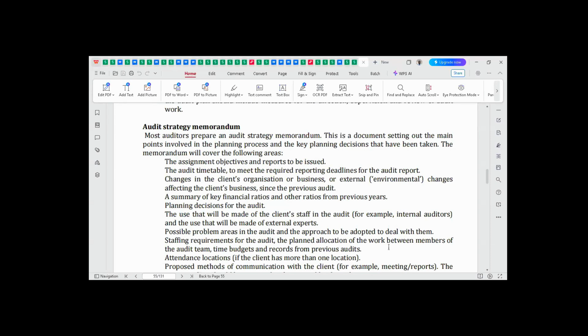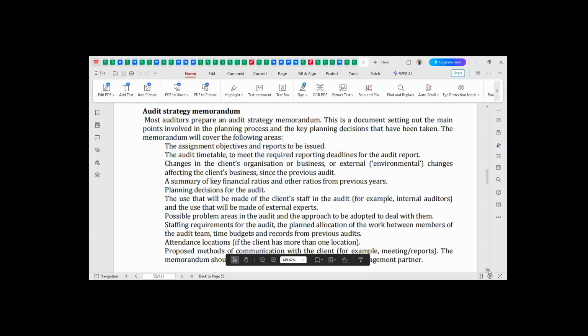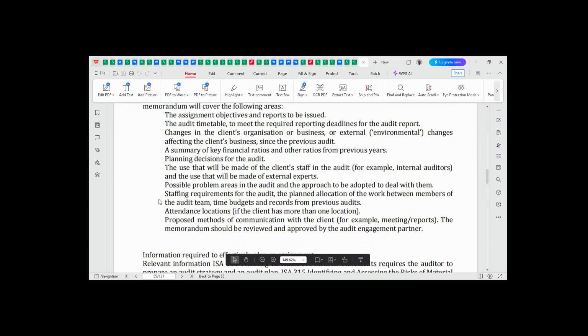The other thing you also need to include in your audit strategy memorandum is the attendance location. Okay? Attendance location of the client business. So if the client has branches all over the world, like the banks or Dangote, okay, like the banks or Dangote.